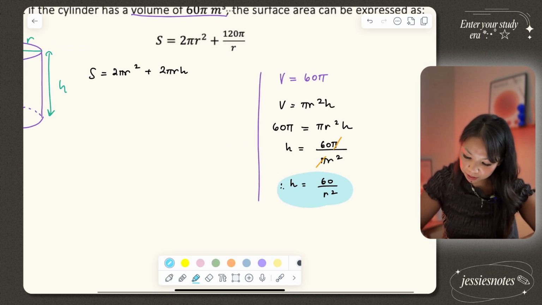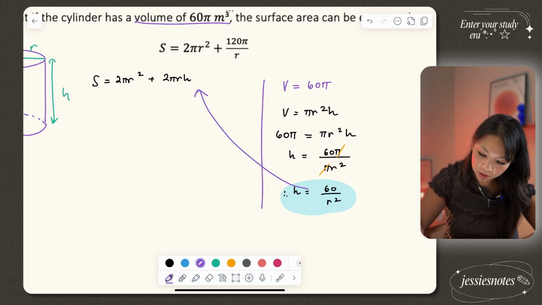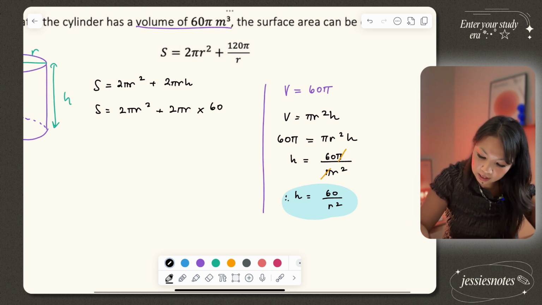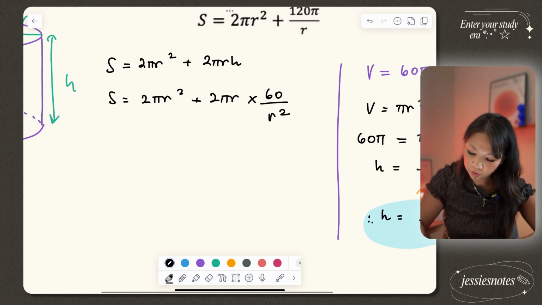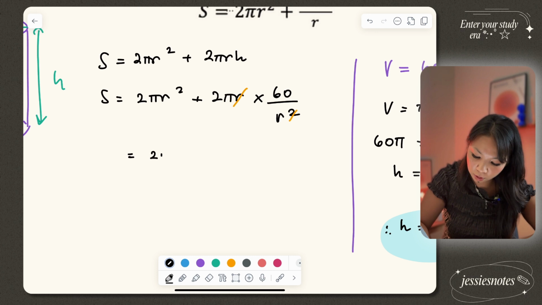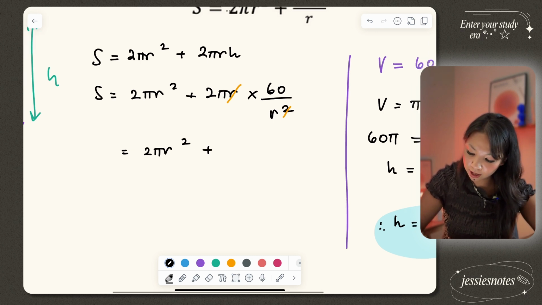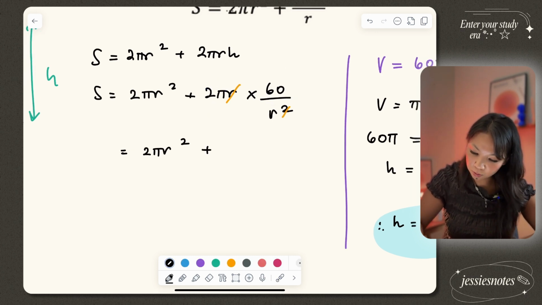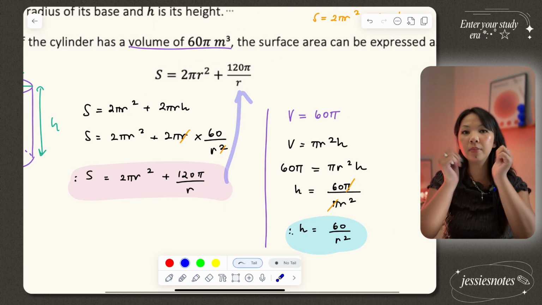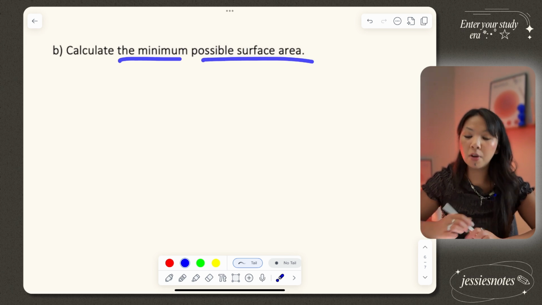Okay, now we're going to sub that into over here and replace the h. So we get S equals 2 pi r squared plus 2 pi r, and instead of h, we get 60 over r squared. Now, if we simplify this more, you can see one lot of r cancels top and bottom, but we're still left with one at the bottom, which gives you 2 pi r squared plus 2 pi times 60, which is 120 pi, all over r. And you can see that that is matching with the one in the problem. Yay.